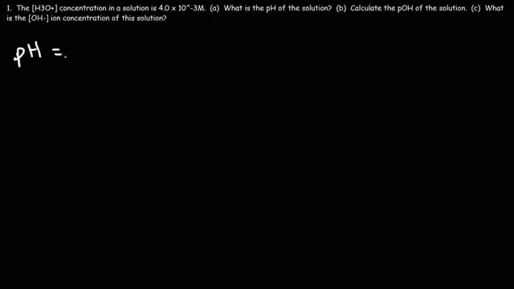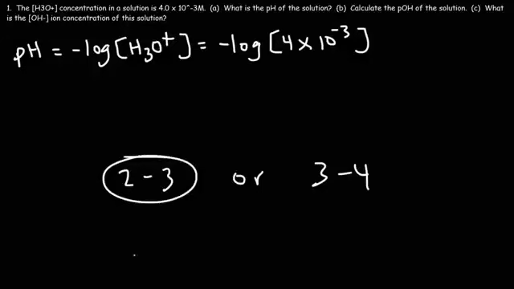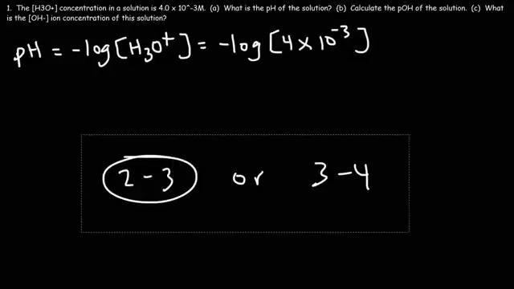We know that the pH is equal to negative log of the H3O+ concentration. So that's going to be negative log 4 times 10 to the negative 3. Now without a calculator, if you were to estimate the range of the pH value of this solution, what would you say? Looking at the exponent, which is negative 3, the pH is going to be somewhere close to 3. Would you say it's going to be 2 to 3 or 3 to 4? It's always going to be the lower of the two ranges. So it's going to be between 2 to 3.